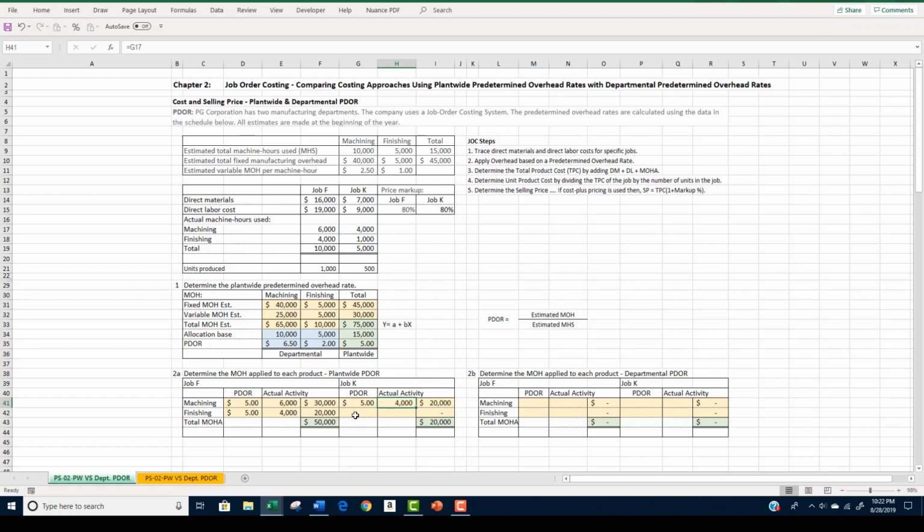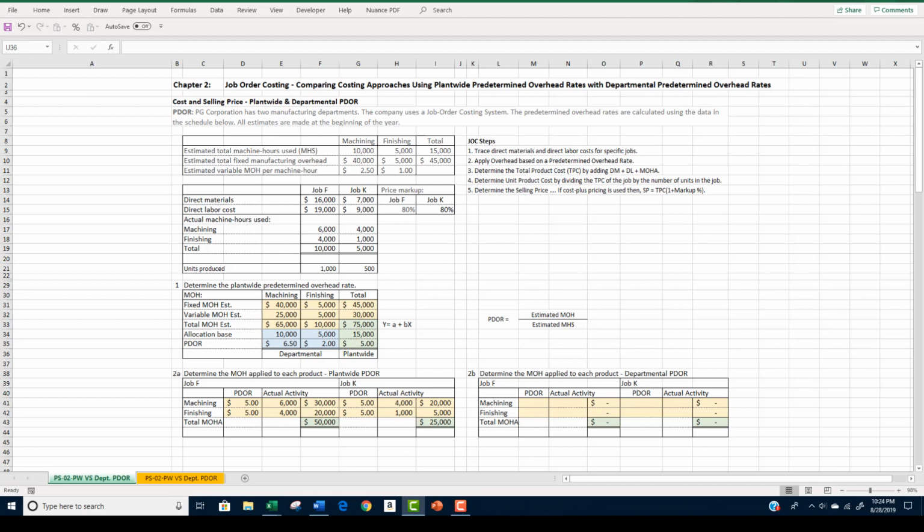The activity in machining is 4,000 hours. The activity in finishing is 1,000 hours. We multiply those numbers across and we get $20,000 for machining and $5,000 for finishing, for a total manufacturing overhead to be applied of $25,000.